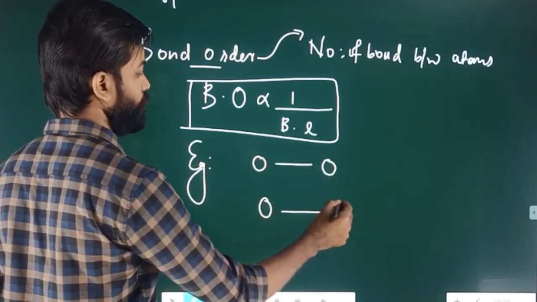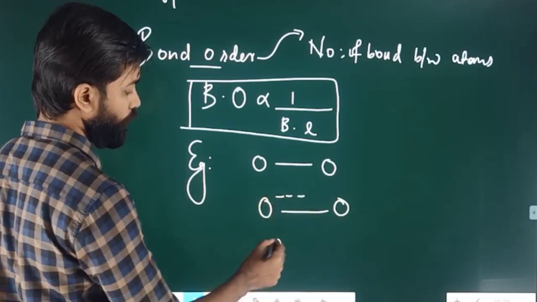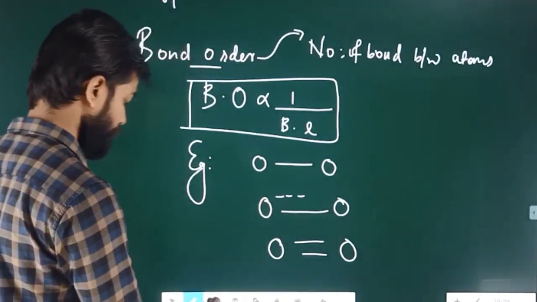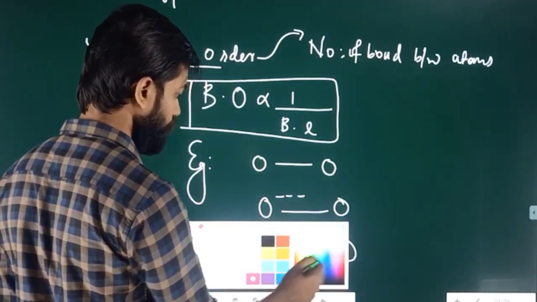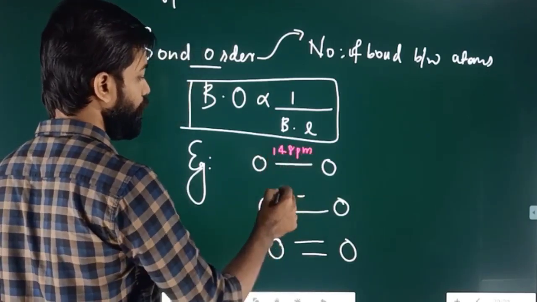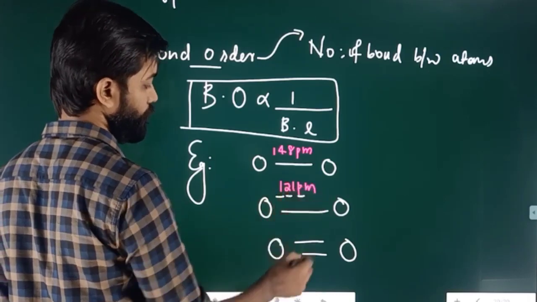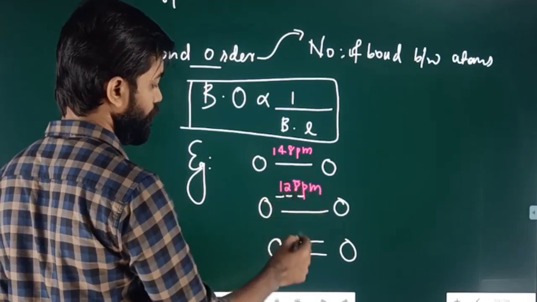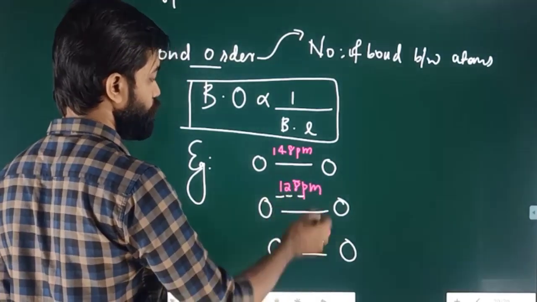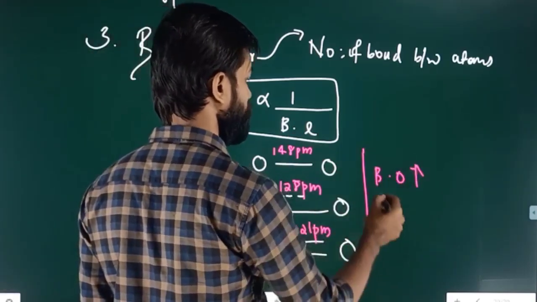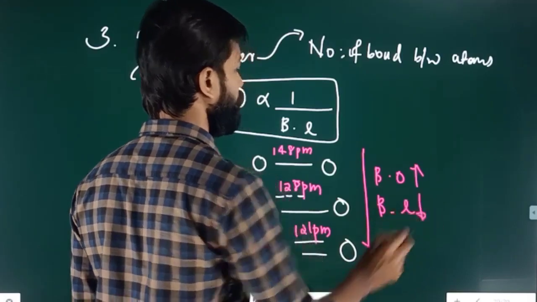a single bond between oxygen, a one and a half bond between oxygen, a double bond between oxygen. Let me write the values of bond length. This is nearly 148 picometer, this is 128 picometer, and this is 121 picometer. So from top to bottom, bond order increased, therefore bond length decreased. That is how bond order affects bond length.